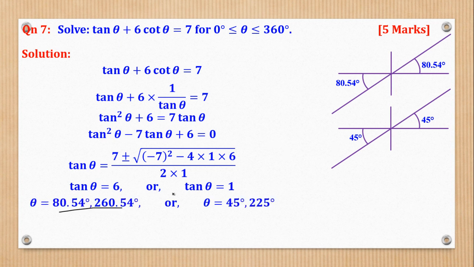For these ones, the first angle is from here up to here. The second angle is from here up to here, which is 180 plus 80.54 to get this. Then for this one, the first angle is this. The second angle is from here to here, which is 180 plus 45 to give you this. Then you can list them in ascending order, and that's what they wanted.